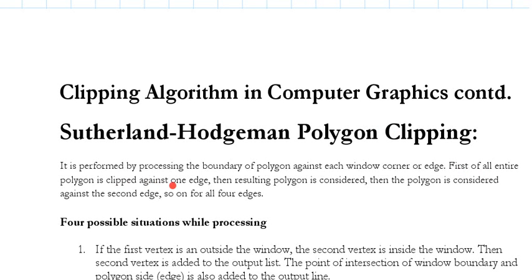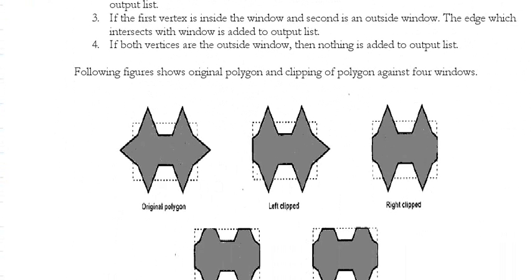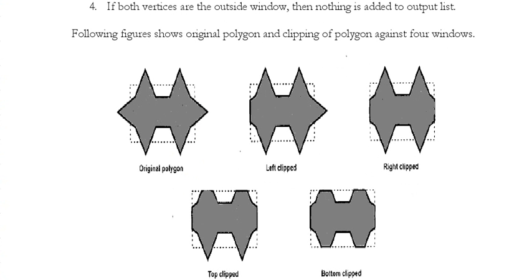First of all, the entire polygon is clipped against one edge. Then the resulting polygon is considered. Then the resulting polygon from the one edge is clipped against the second edge, and the process goes on like this. How does it go? Say this gray area is the polygon which you need to clip, and this dotted rectangle is the clipping window. First of all, you have to clip the polygon against this left edge and grab the resulting polygon. If you clip this entire polygon with respect to the left edge only, then the resultant polygon will look something like this.